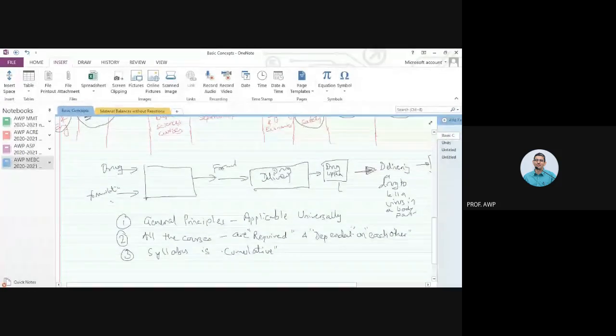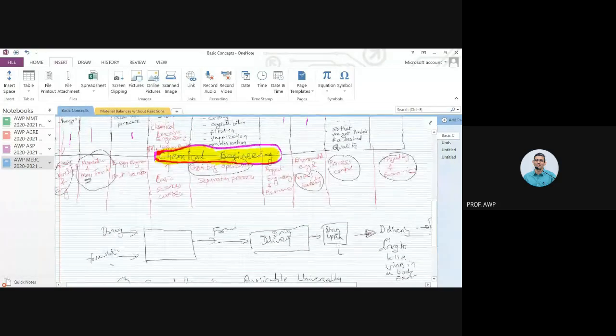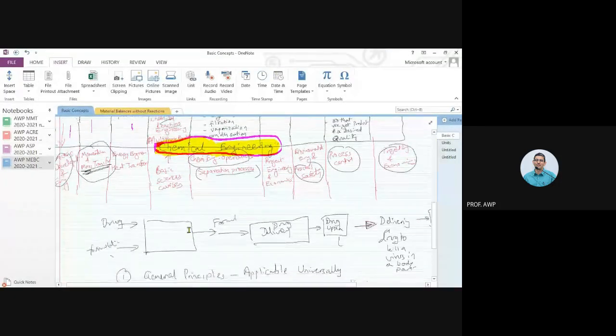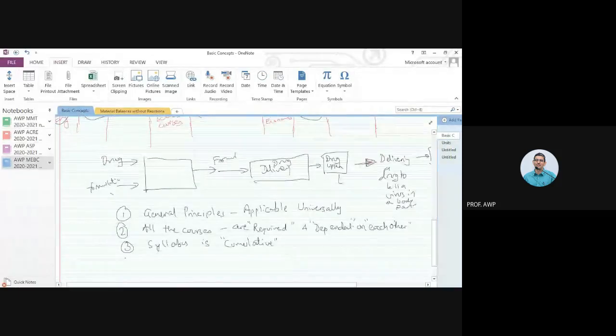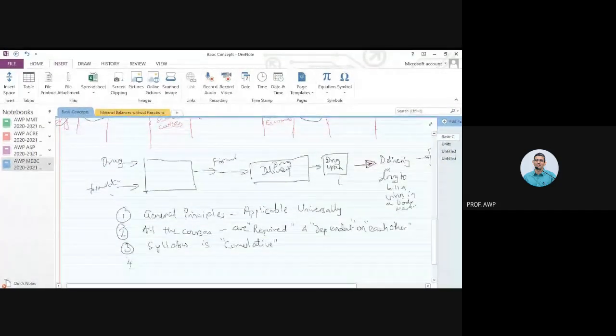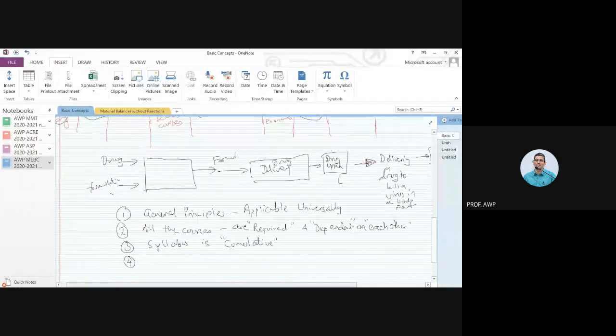You can't say, we were taught this in semester 3 and therefore I don't remember it in semester 7. That's not acceptable, because you are taught in semester 3 and it is required in semester 7. So momentum and mass transfer is required when you start doing reactions in semester 5 and 6. It is required when you start doing separation processes in semester 5. So you can't say that I've forgotten because it is in semester 3. No longer the case.